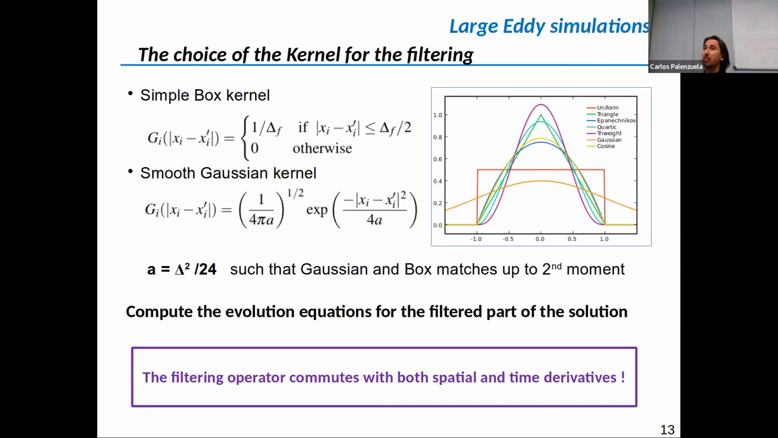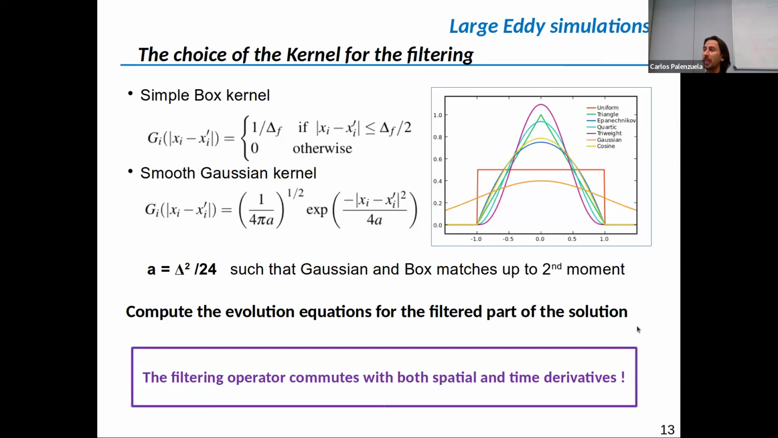The simple box kernel is just like a box, like a hat, and that is basically what we do when we perform numerical simulations in finite volume. We are averaging our quantities in a cell. So this could be the equivalent of what we do in finite volume. But for the calculations that I will describe later, a smooth Gaussian kernel is more convenient, which we can make almost match the box one up to the second moment with this choice of the width, with A equal to delta squared over 24.